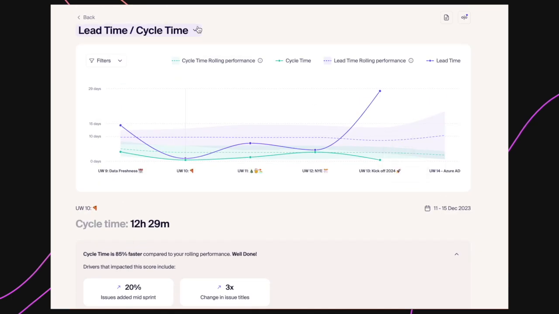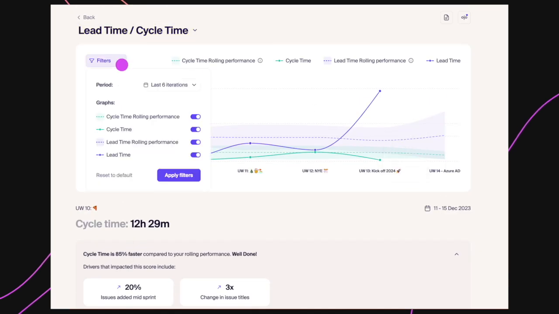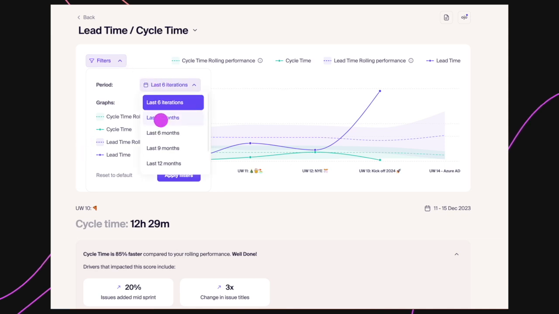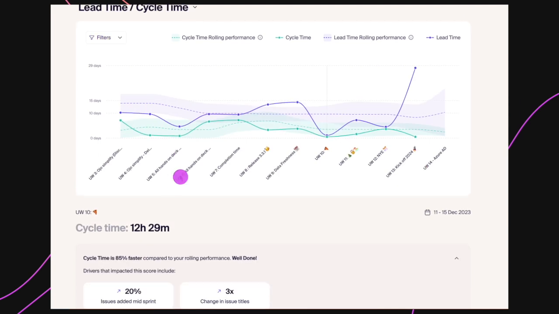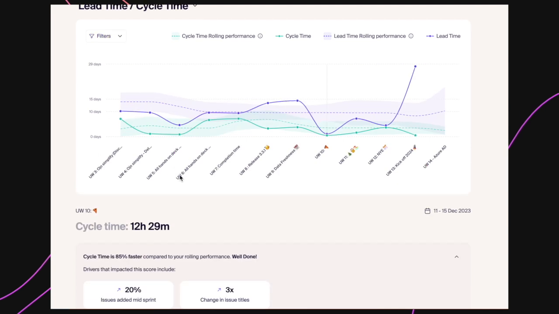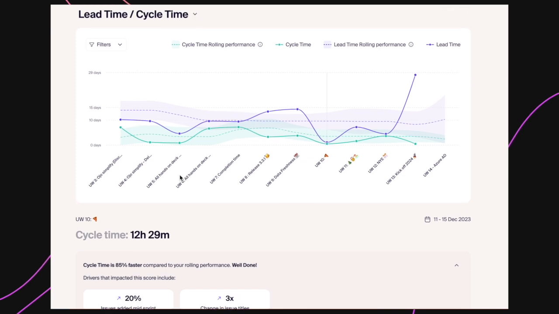The charts can also be filtered based on your preferred way of working. For example, you could switch on or off the rolling performance or each of the individual metrics. You can also zoom out so that you can see how this metric has tracked over time to really give a performance view of whether the trend is as expected based on your way of working and the experiments that you may be running.